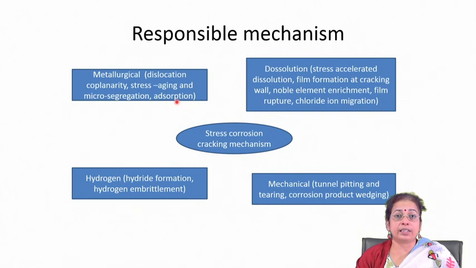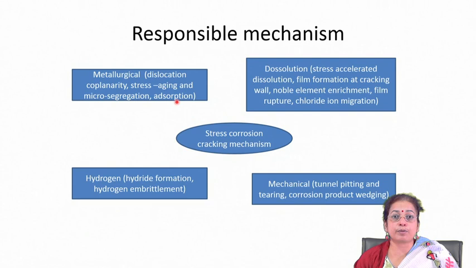When there is a weakening of the bond, the dissolution rate is much faster. When there is dissolution and also film formation in a discontinuous fashion, galvanic attack becomes more prominent. Then noble element enrichment, film rupture, and chloride ion migration are other factors which lead to dissolution at a much faster rate, and particularly to preferential dissolution. When there is preferential dissolution, there will be stress concentration, and as a result there will be preferential crack formation and crack growth in that region.